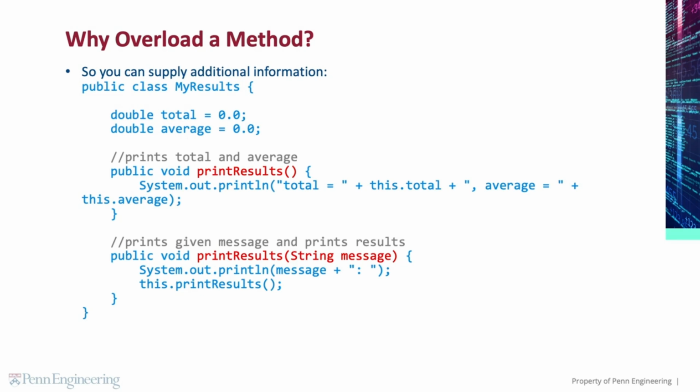Another reason to overload a method is so you can supply additional information. In this myResults class, we have a printResults method that prints the values of the total and average instance variables. Then we have another printResults method that takes a given string message, prints it, and then calls the first printResults method.